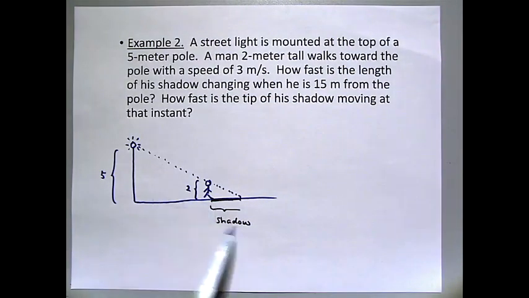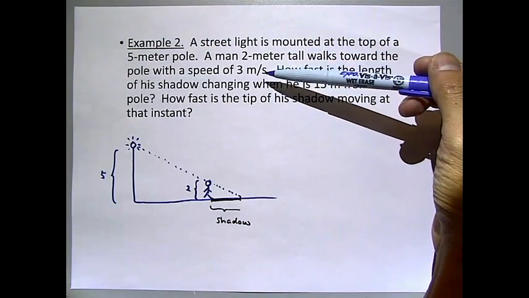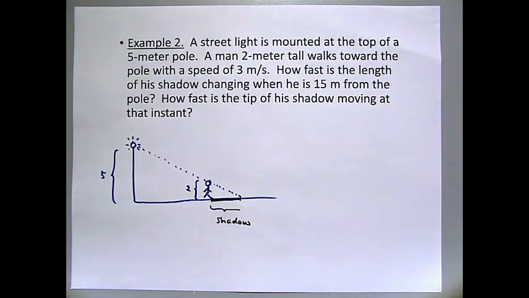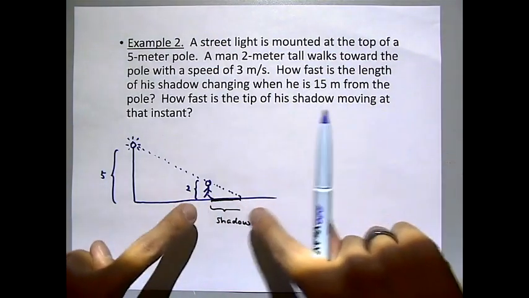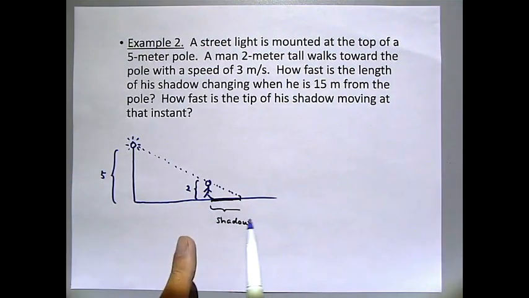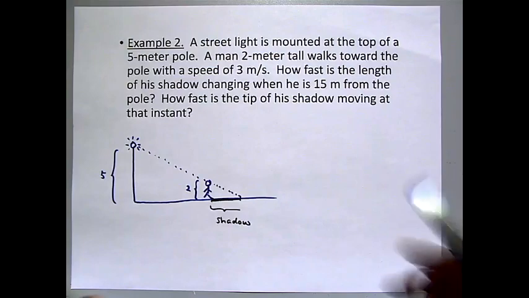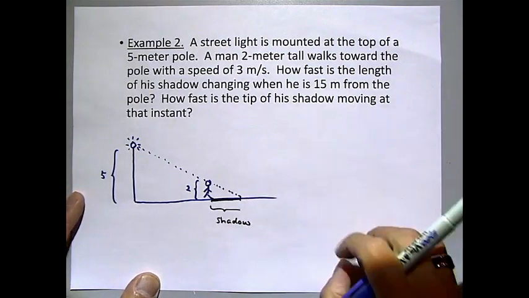And depending on where he is, the length of the shadow is going to change. And he is changing his position all the time. He's walking towards the light at this particular speed, 3 meters per second. We'd like to know, as he's walking around, what is the length of the shadow doing? We know it's going to be lengthening or shortening, we'll find out, but at what rate? And also, if you look at the tip of this shadow, what is it doing? How fast is it moving?